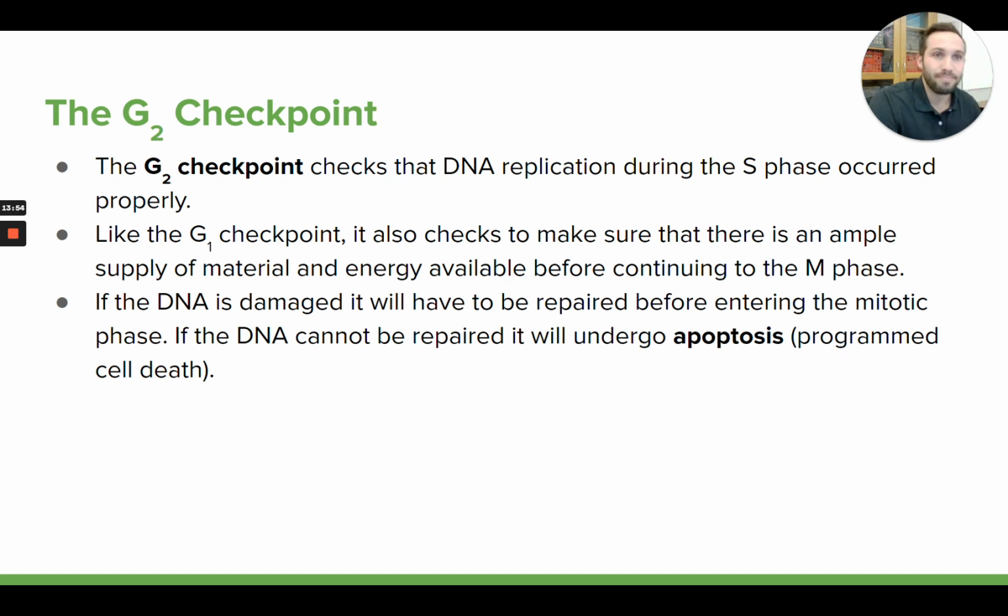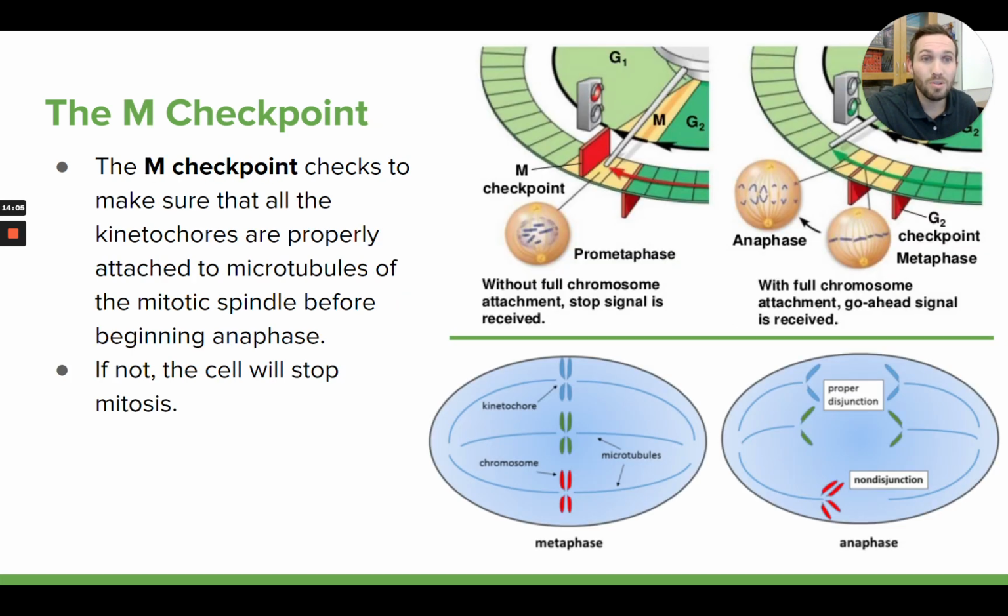So anyway, let's say you made it past the G2 checkpoint. You have plenty of energy and material to move on to mitosis, and your DNA that you replicated looks great. Now you can start prophase, tearing down the nucleus and condensing your chromosomes. Then those chromosomes are going to start lining up in the middle during metaphase. But then you hit this last checkpoint, where the cell is not going to be allowed to finish the rest of mitosis and cytokinesis until this last checkpoint is successfully passed.